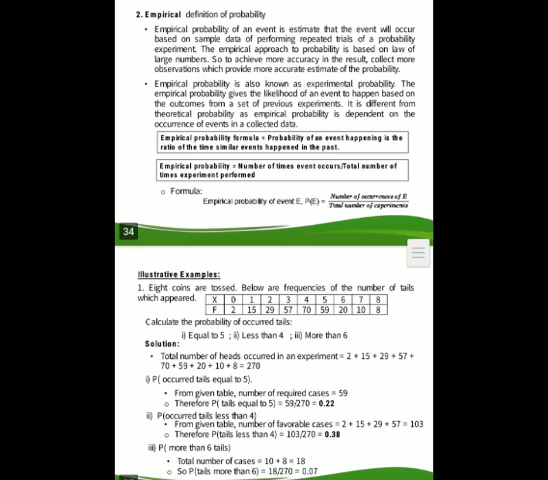Number 3. A coin is thrown 100 times, out of which heads appears 12 times. Find the experimental probability of getting a head. Solution. The coin is thrown 100 times, so the total number of trials is equal to 100. Given that heads occurs 12 times, the number of times the required event occurs is equal to 12. Therefore, the probability of getting a head is equal to 12 over 100, which is 0.12, using the experimental probability formula.